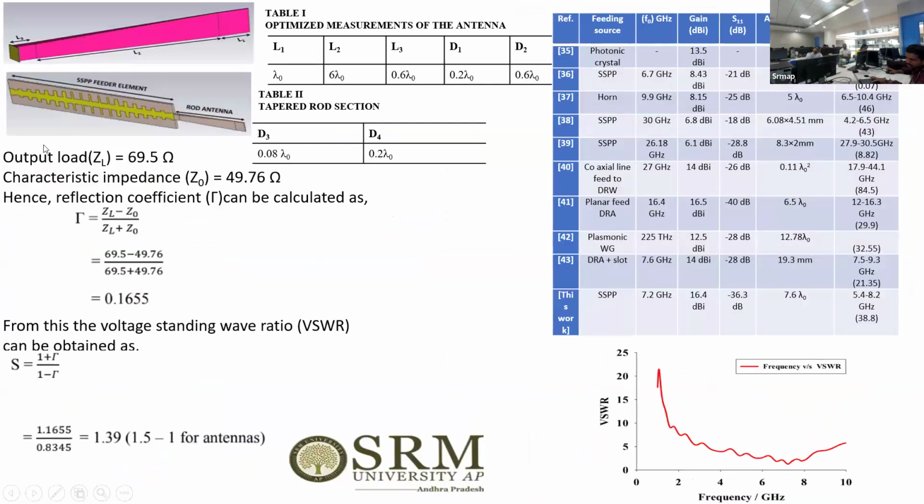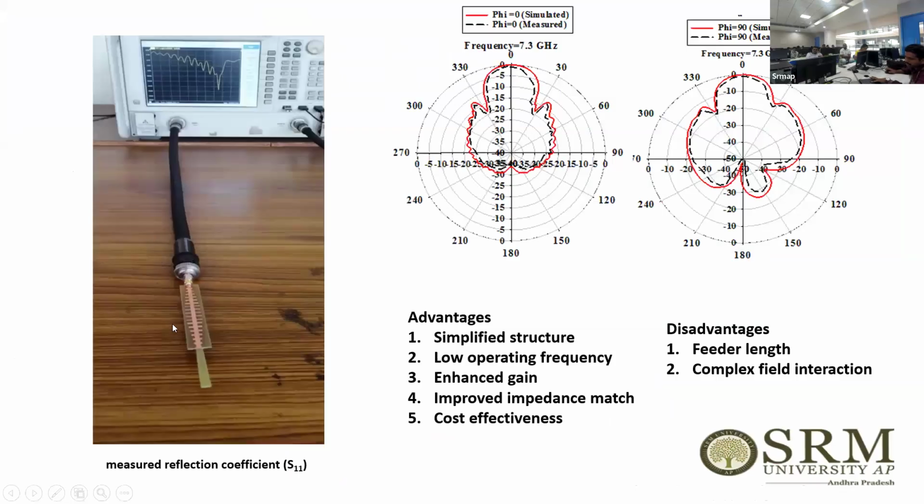And these are the reflection coefficient calculations and VSWR calculations, and it lies in the range of 1.5, that is 1.39. So this is the simulated VSWR. At 7.2 gigahertz, it lies at approximately 1.39, somewhat like that, 1.2 or 1.39. So hence it is matching with the simulated result, the theoretical calculation. And next, this is the measurement setup.